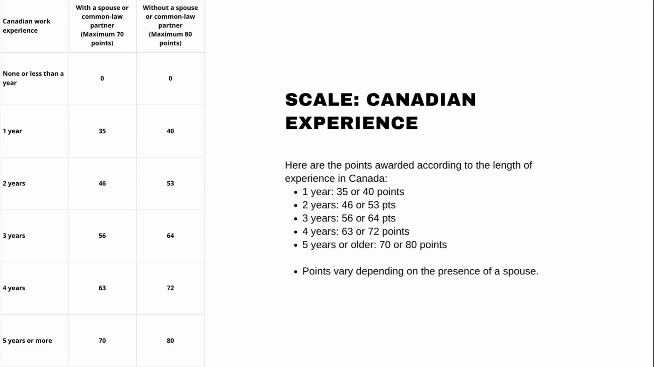Here are the points you can earn depending on the length of your Canadian experience. 1 year equals 35 to 40 points. 2 years equals up to 53 points. And so on, up to 80 points for 5 years or more. As with other criteria, the presence of a spouse influences the total obtained. If you're in your first year of work, set yourself the goal of accumulating at least 12 months, as this is the minimum threshold for entry into the Canadian Experience Class, CEC. And if you have several years, you maximize your chances of being selected quickly.